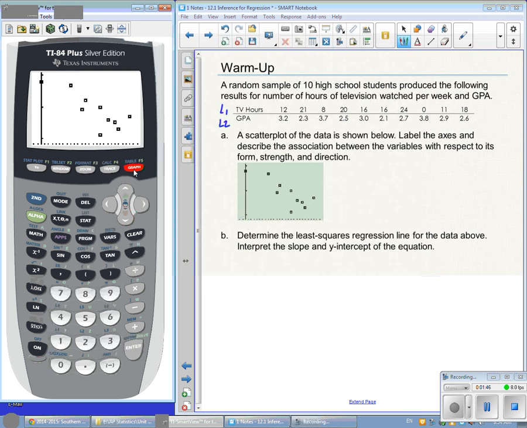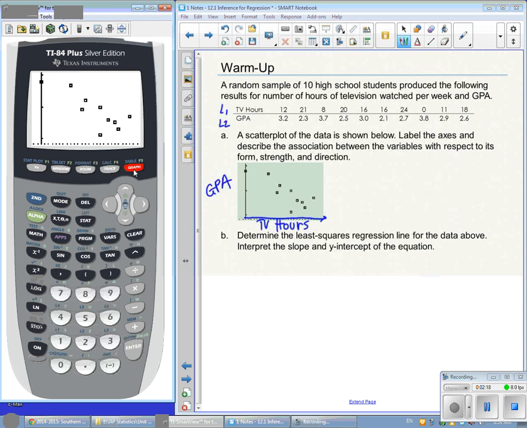When you're asked to describe the association, remember when it's two variables, in our scatter plot, we have to talk about the form, the strength, and the direction. The strength and direction are probably pretty obvious, but what do we mean by form? Is it linear? When looking at the scatter plot, let's first label the axes. What does the x-axis represent? TV hours. And what about the y-axis? GPA.